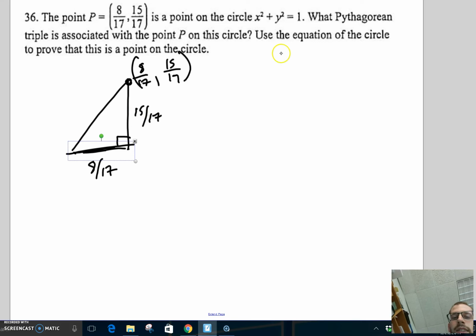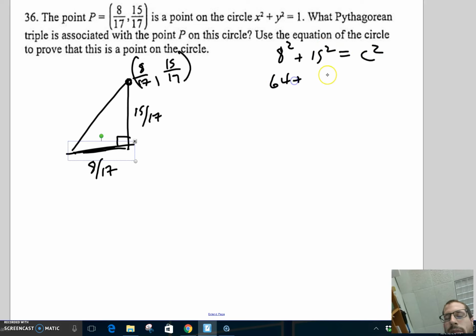Oh gosh, I need to check this. Let's see. 8 squared plus 15 squared equals c squared. 64 plus 15 squared. I'm going to have to do it on the calculator off to the side. 15 squared, 15 times 15, I want to say it's 225. So 225 equals c squared. 64 plus 225 is going to be, I really am embarrassed, I'm using a calculator for this, 289.